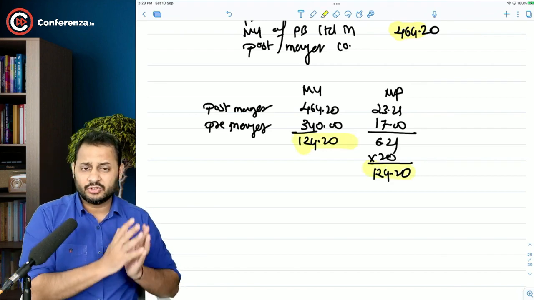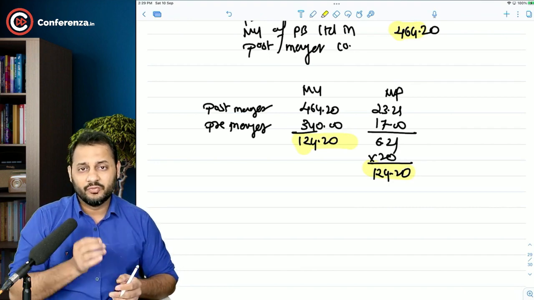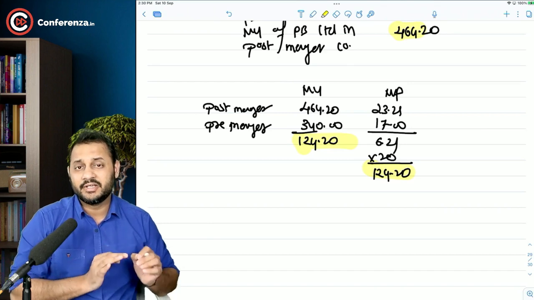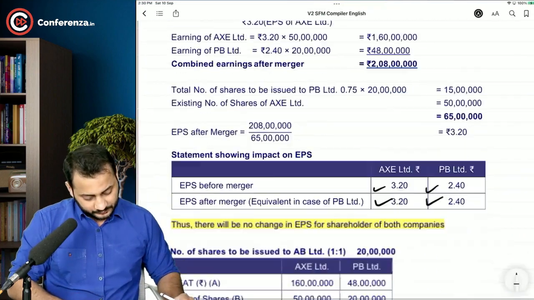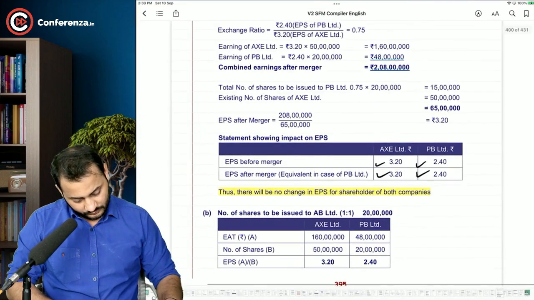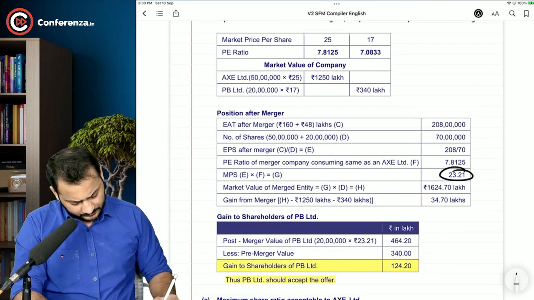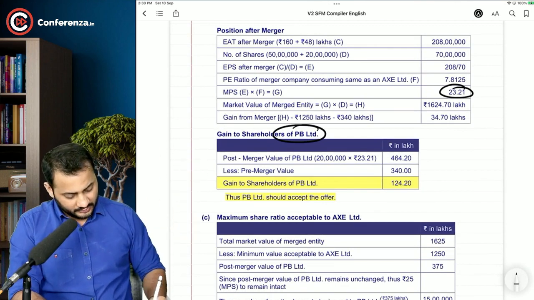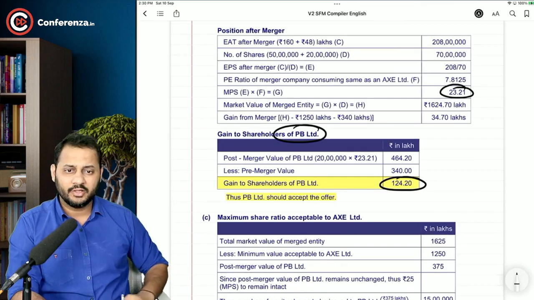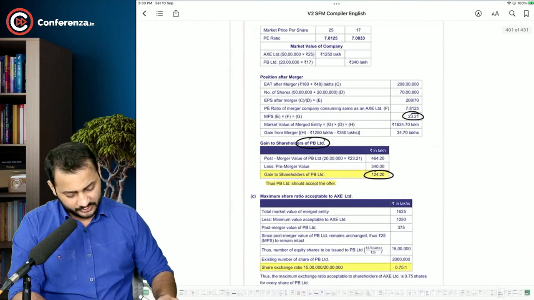So you take the decision on the basis of market price or on the basis of market value. Both will result in one single conclusion, that yes, PB Limited should accept the offer because they are getting a higher market value after the merger. The gain to the shareholders of PB Limited is 124.20 lakhs. That's what we calculated. Okay, what else? The last part of this question.